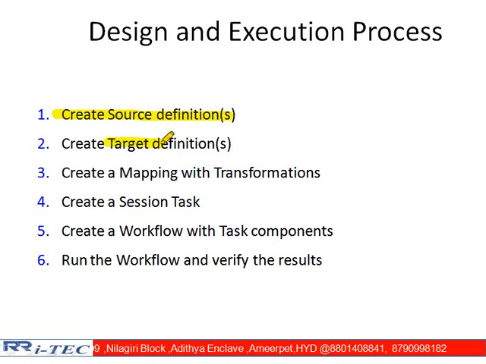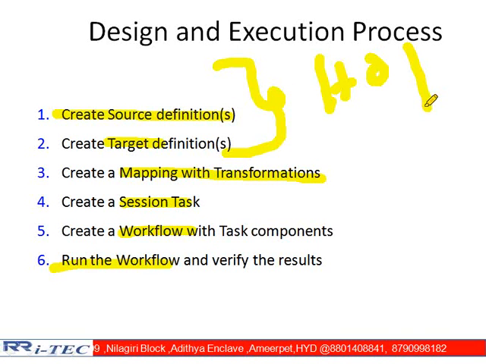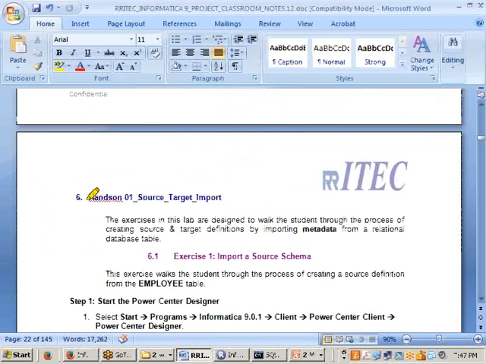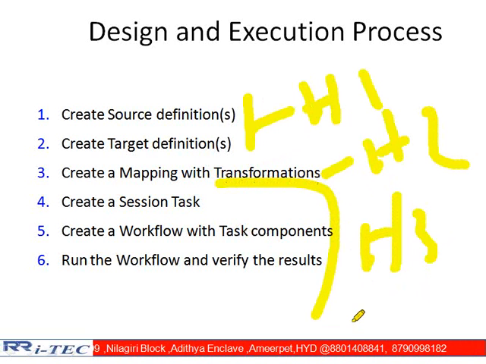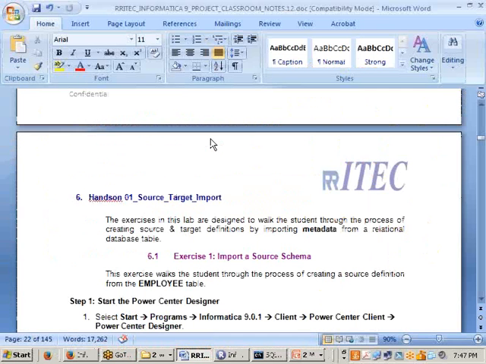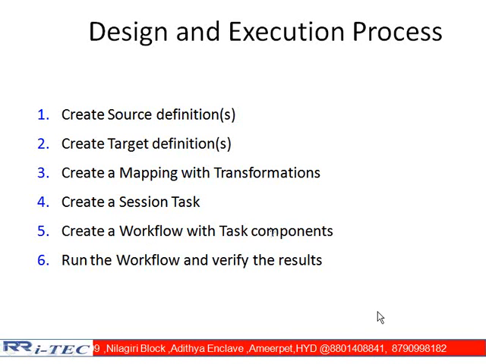Similarly, we need to create the target metadata also. Then between source and target we need to create a mapping with transformation. Then one session task, one workflow, and run the workflow. These are the activities we need to do. I organized the first 2 steps, source and target import, as hands-on 1, the next one as hands-on 2, and these 3 things as hands-on 3. Today I will focus on how to create the source definition. Let us observe this slide.